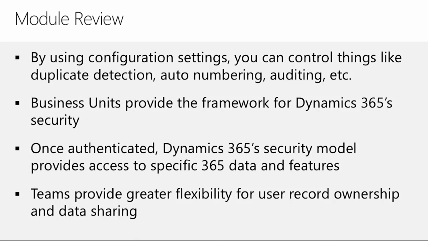So the nice thing about using your configuration settings is you really do have the capabilities to go in, like with your duplicate detection, and set up how you want to handle duplicate detection inside the application. You also have that as a baseline for your security principles inside the application. And this is where you can start with kind of your cornerstone of security, which is business units, which are really the framework for how you want to handle Dynamics 365 security inside the application.